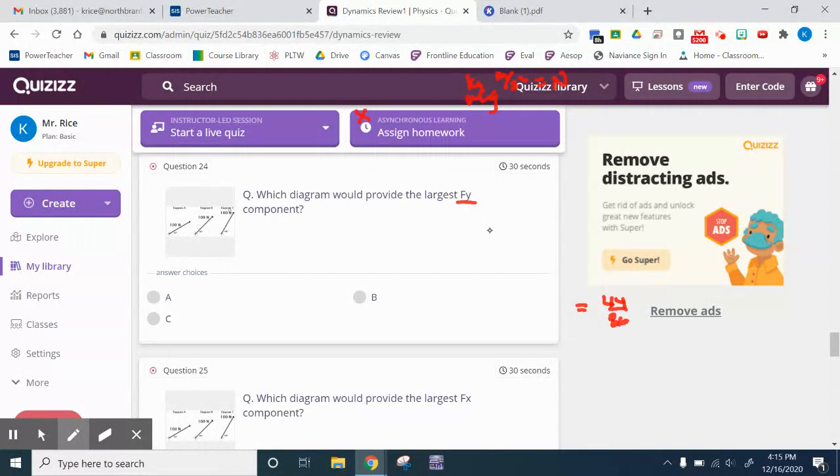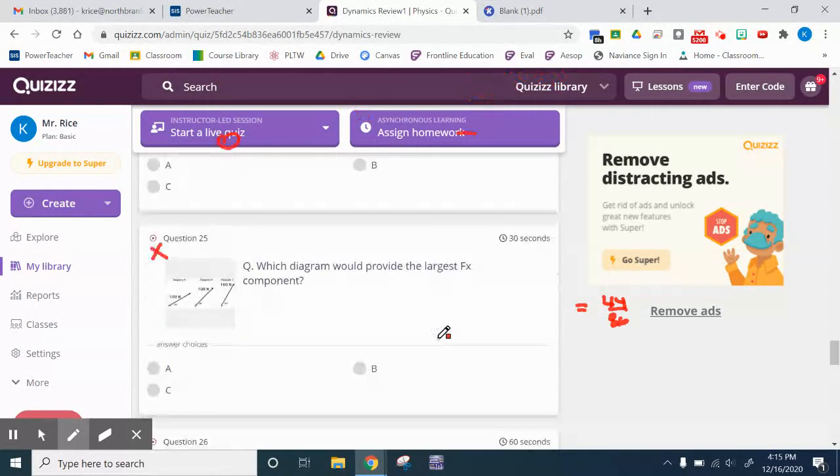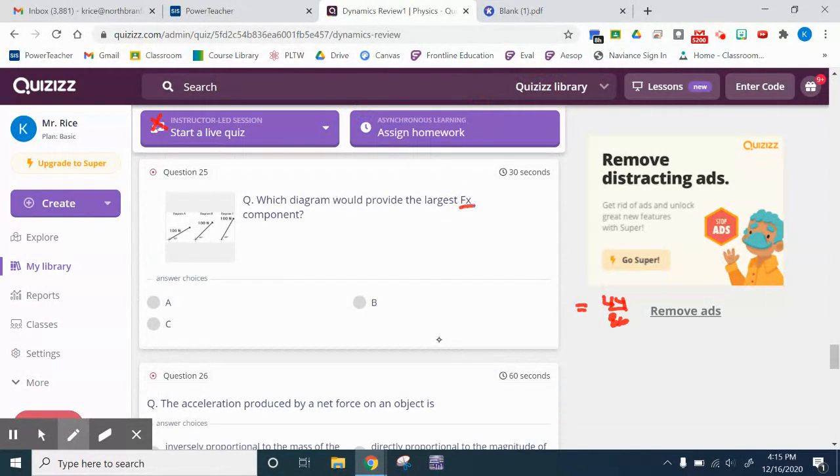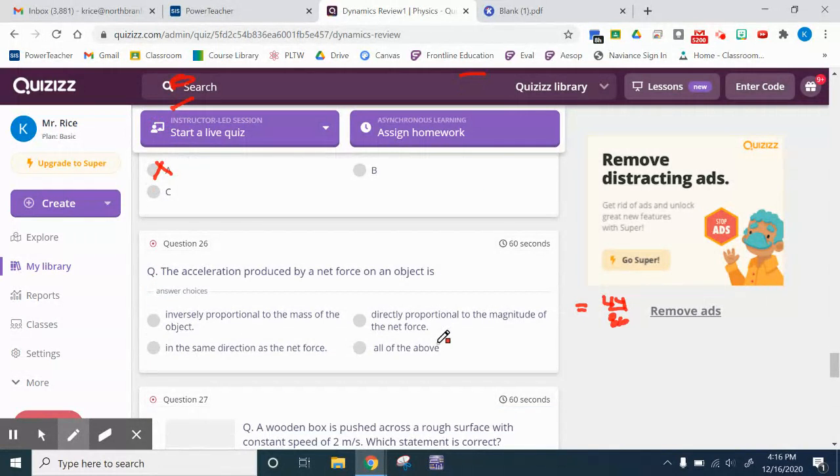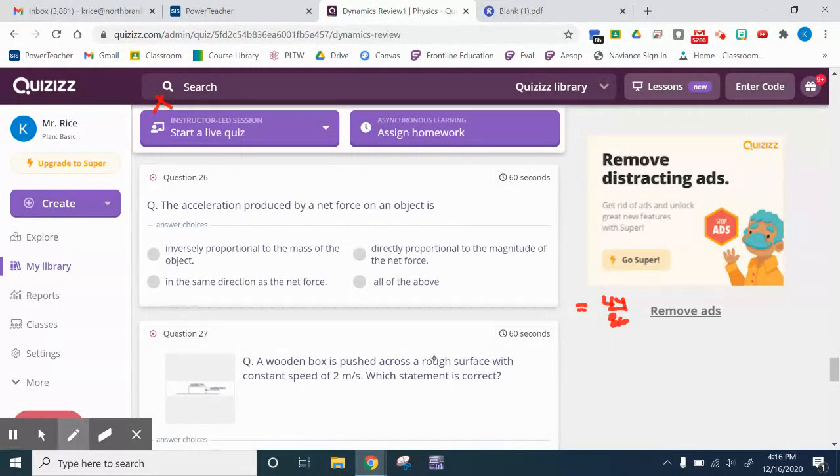Well, the tallest one, so that looks like diagram C. There we go. Which would provide the largest f sub x, or horizontal component, would be the longest one horizontally. So this guy right here, diagram A.